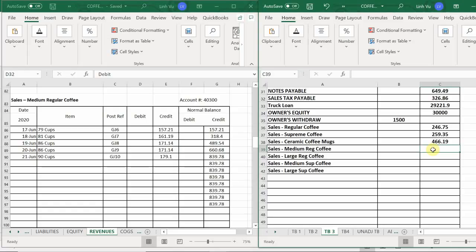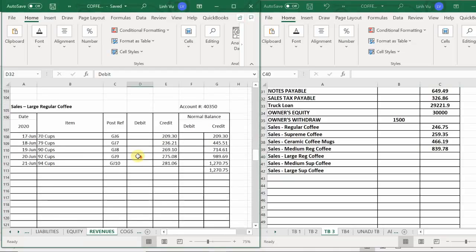Sales for my medium regular coffee. $839.78. Oops, nope, wrong way. 839.78. Okay.